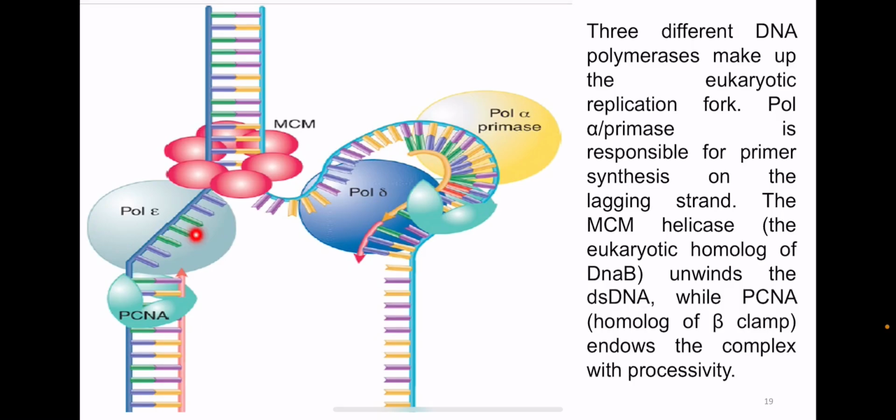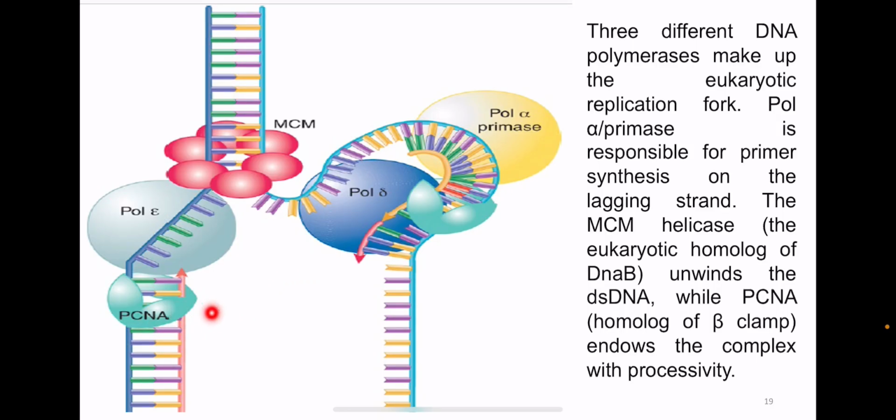So realize in prokaryotes the same DNA polymerase 3 was synthesizing the leading strand and the lagging strand, but it's not so in eukaryotes. In eukaryotes, the leading strand is synthesized by polymerase epsilon, and the lagging strand is synthesized by polymerase delta, different polymerases. Just like the prokaryotes, they have a clamp, but this clamp is not called beta clamp, it is called PCNA.